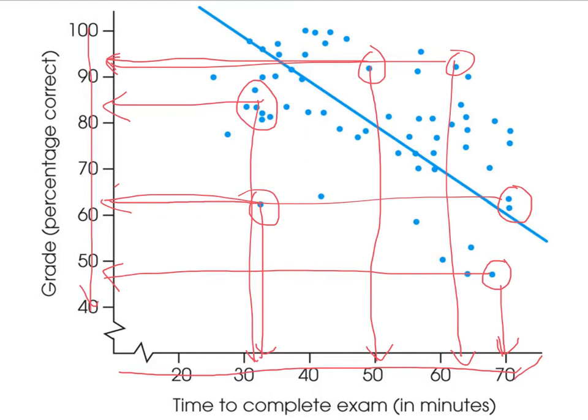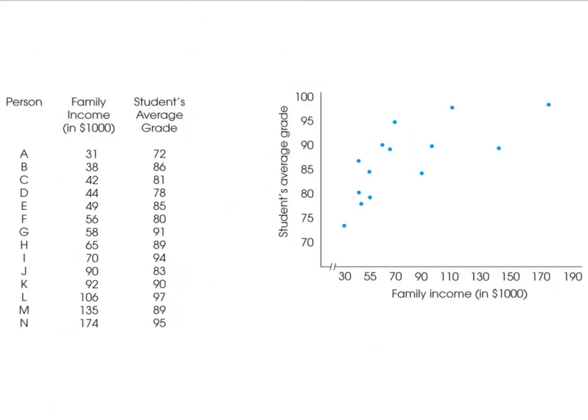So we have a group of people, and we took two measurements on them. One measurement, time to complete the exam, our X variable. Another measurement, their grade, our Y variable. This would be another example of the relationship between family income, and we can say this is our X variable, and the student's grade average, our Y variable. Is there a relationship between the amount of money that a student's family makes and the student's grade point average?